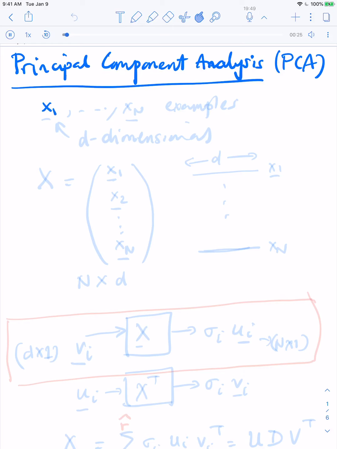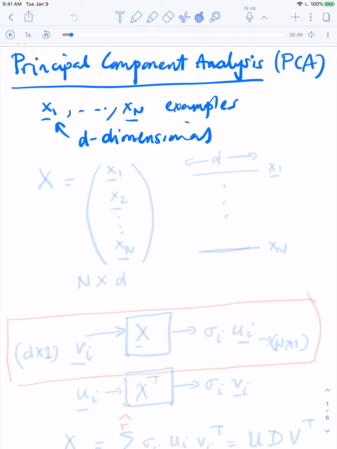I have my x1 through xn examples, data examples. Each of them is d-dimensional, right? So there are d features for each example.